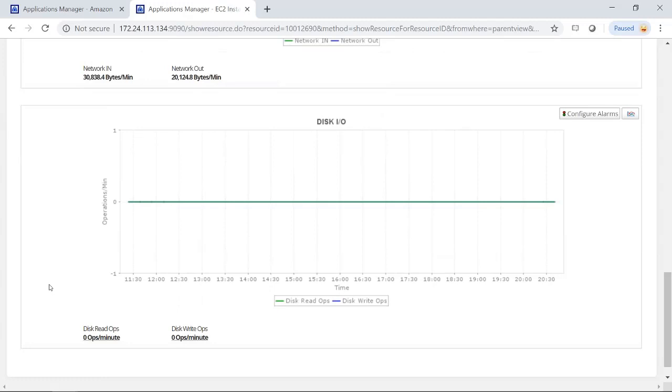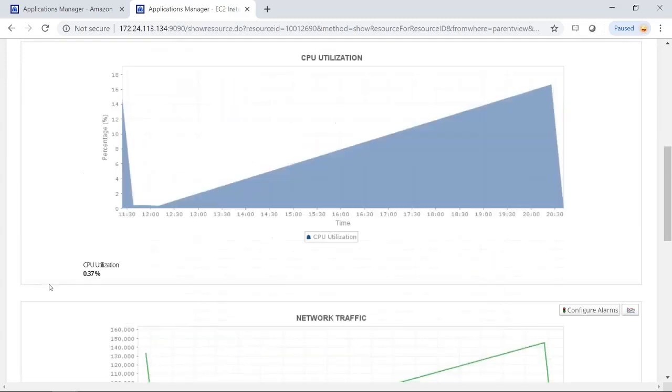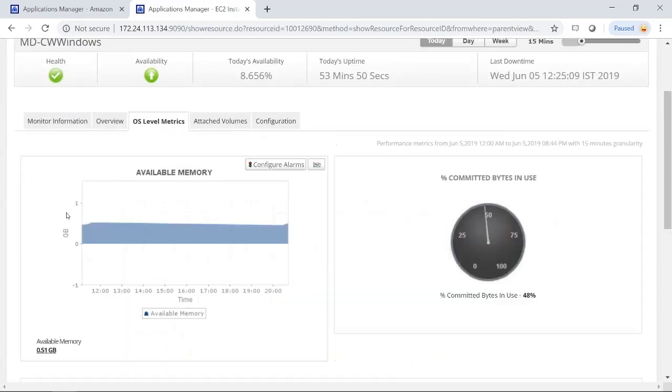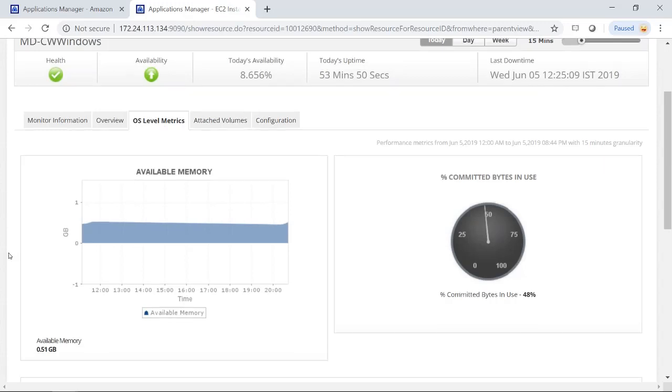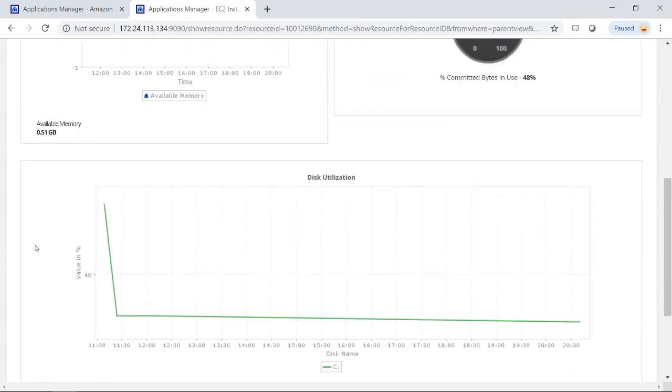But as we proceed further, we have more information across these OS level metrics where we identify in-depth usage of the available memory, which is the total memory that has been allocated to an individual instance, and at the same time we also identify the total number of bytes that are in use. Down below, as we see, we identify the disk utilization across the number of disks present in this specific instance. At the same time, it also gives graphical data across various time frames, letting us know if there is a spike in the utilization of the disk.